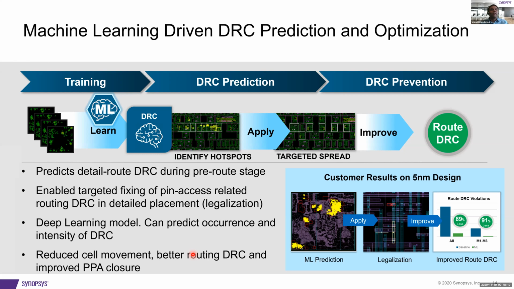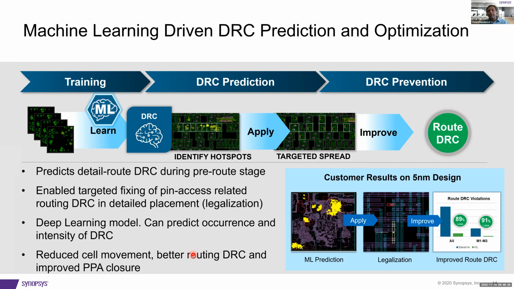We started with something very simple, SVMs. We went to deep learning. We've tried CNNs to make it into an image problem. We've tried to predict classified DRC, so we can predict both the occurrence and intensity of DRC, so that we know how much DRC is happening where. So, a lot of good stuff.